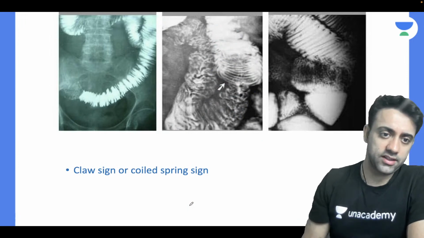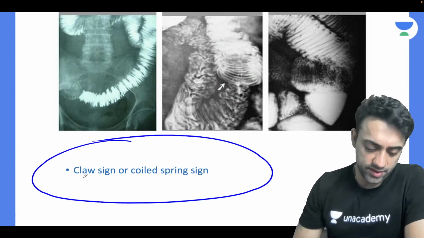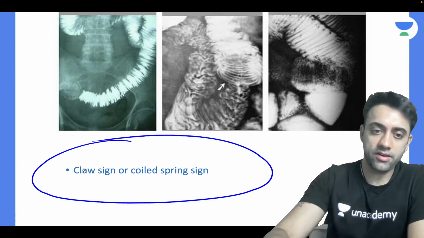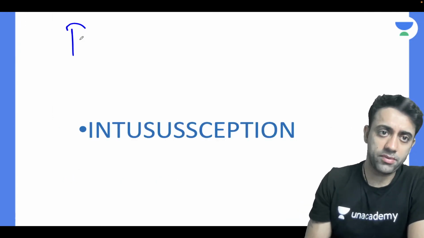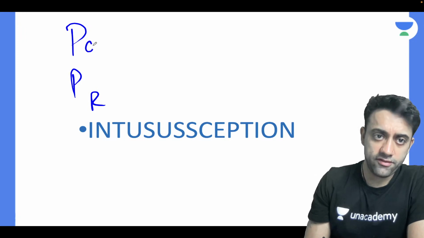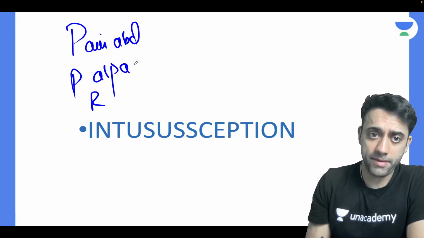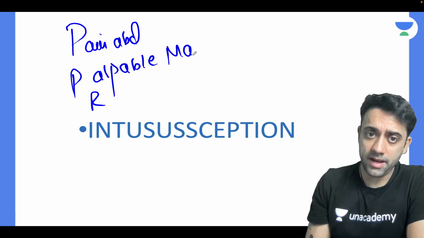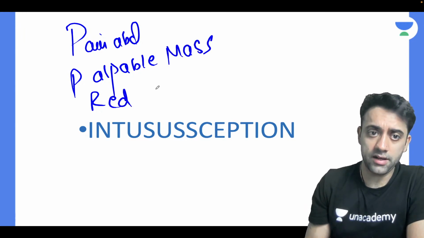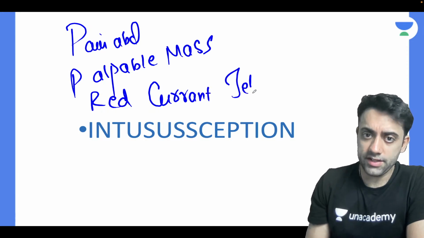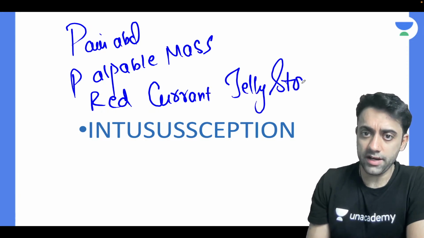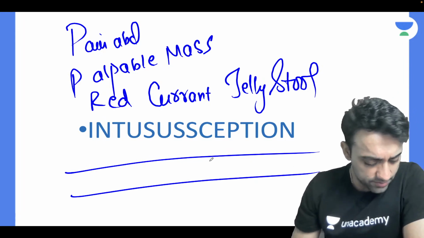This is the case of nothing but the claw sign or coiled spring sign. Point number one: the triad for intussusception. This is the intussusception case. The mnemonic is PPR. P for pain abdomen, another P is palpable mass, and R for red currant jelly stool. This is the beautiful triad of intussusception. Okay, will you remember this for me?